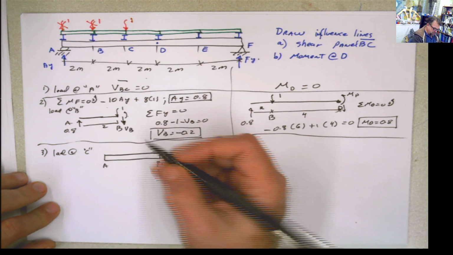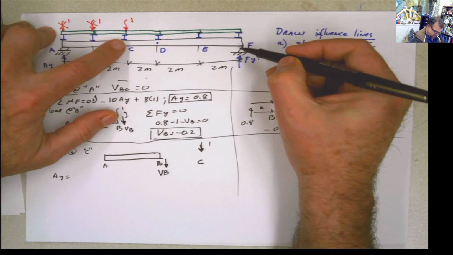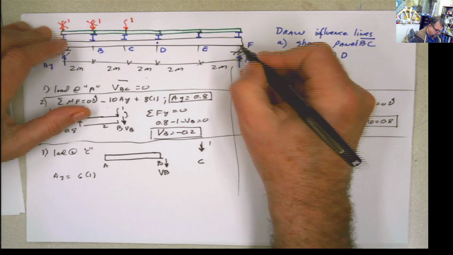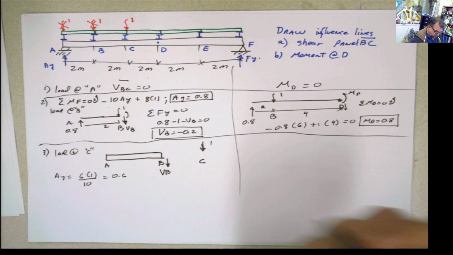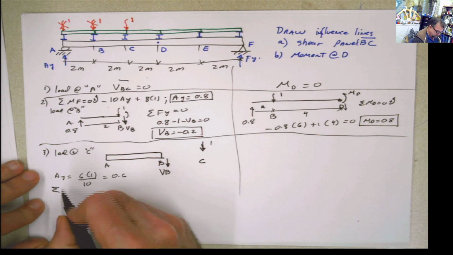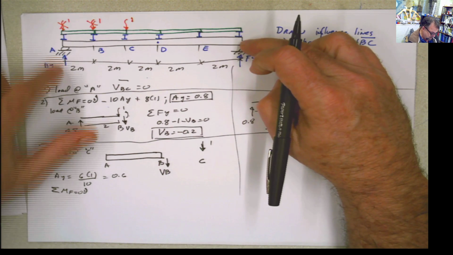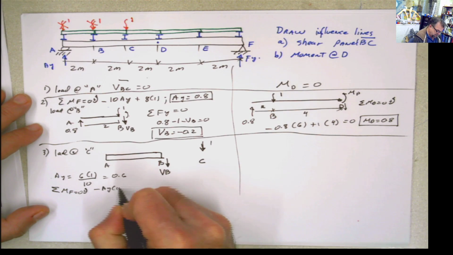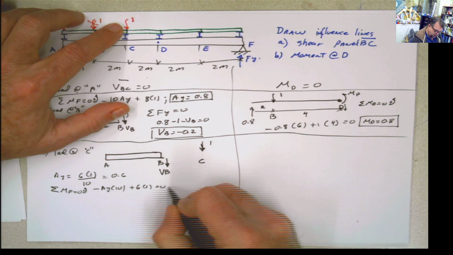If whatever I predicted is correct, the reaction in Y, when the load is at C, should be 6 times the load divided by the total distance, 10. And this is 0.6. Let's just calculate regularly: summation of moment at F equals 0 to see what happened. If I do moment at F, negative AY times 10 plus 6 times 1 equals 0. So AY equals that.